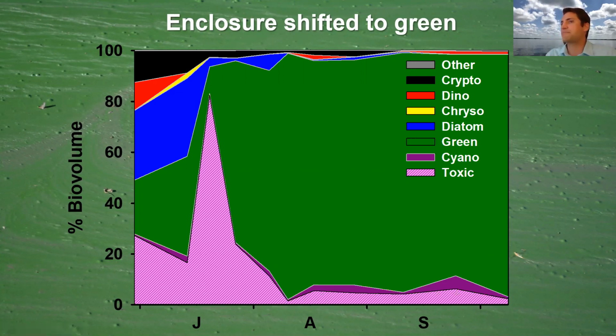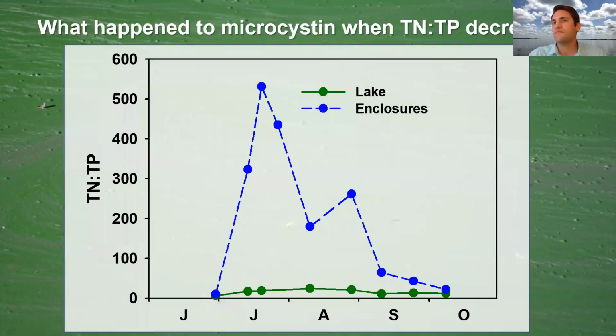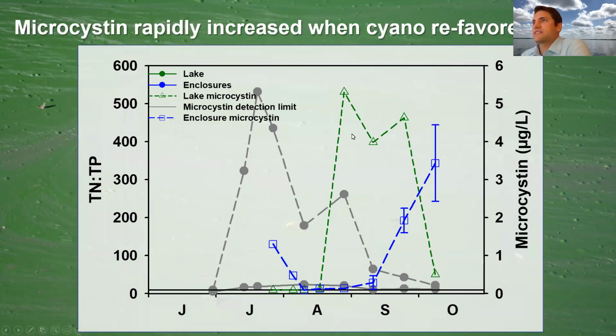So now the question is, well, what happened to the toxin? So here you've seen this graph before, and what I'm going to do is overlay the toxin on top of this. So here now I've overlaid the toxin on top of this. Again, green is the lake. So the lake went toxic, right? It was not toxic until about mid-August, and then there is some toxicity there. It is present. You can see it goes above the limit of detection.